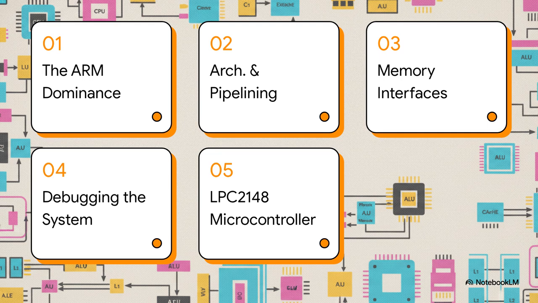To keep things from getting overwhelming, let's set a clear roadmap for our technical anatomy lesson today. First up, we'll cover the ARM dominance. Then, architecture and pipelining. Third, we'll navigate memory interfaces. Fourth, we'll look at debugging the system. And finally, we'll bring it all together with the LPC2148 microcontroller.